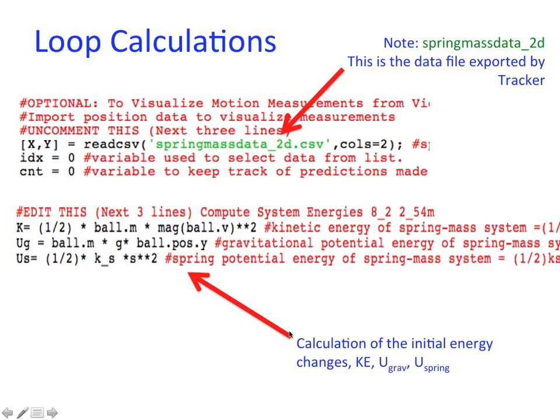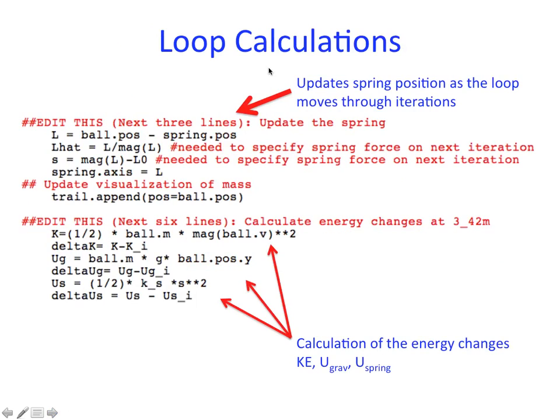And this is the calculation of the initial energy changes, KE, the potential energy for both the spring and the gravitation. Loop calculations, as we go through the different iterations, these will update them. So we have the KE, the gravitational, and the spring.